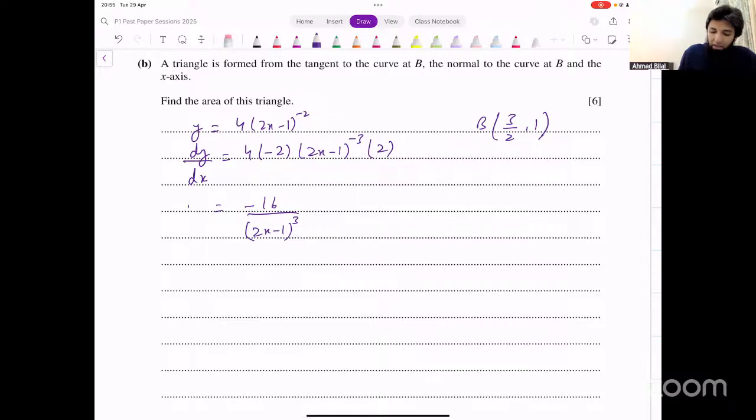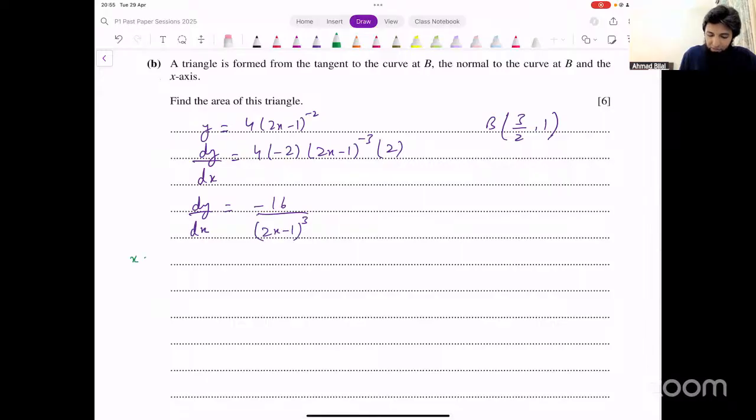Now in this derivative, we can input x equals 1.5 and see what that gives you. When you input x equals 1.5, what do you get? Minus 16 over 8, that's minus 2. That's the gradient of the curve at the point B.